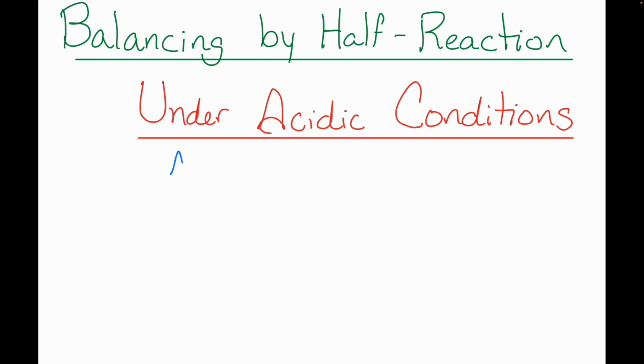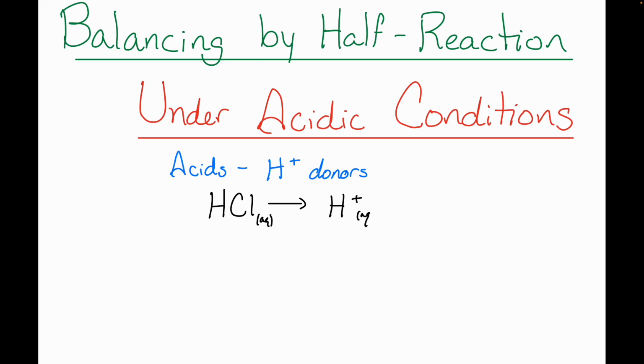All right, remember we talked about how acids were hydrogen ion donors. We did that example where we said HCl, when you put it into aqueous solution, it dissociates into these hydrogen ions and these chloride ions. What makes acids acids is that they dissociate into these aqueous hydrogen ions here.